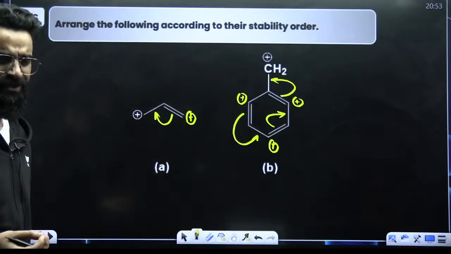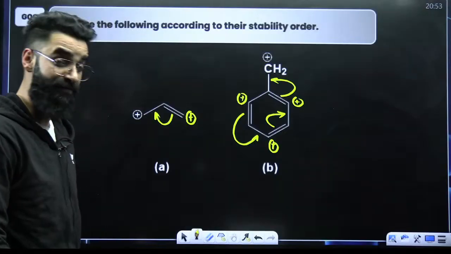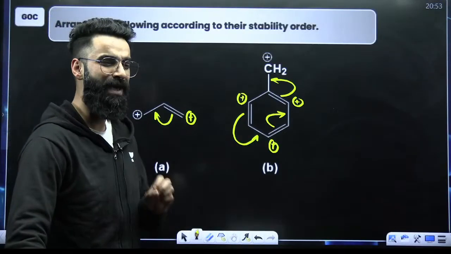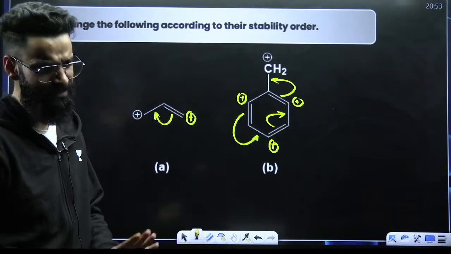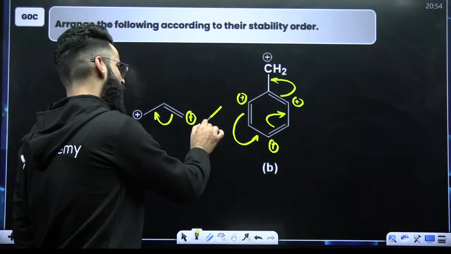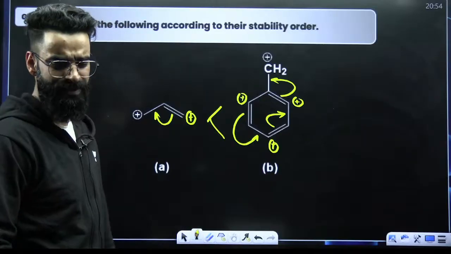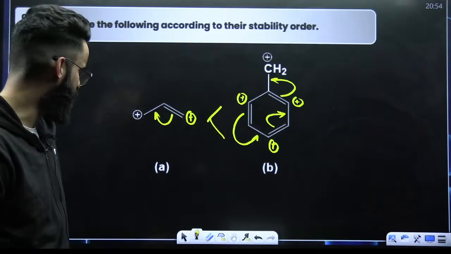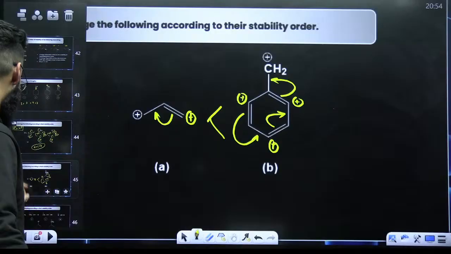So in short, if you look carefully, among these two, where are the resonating structures more? Simple. In case of B, if B has got more resonating structures, that means more resonance. More resonance means more stability. So B is going to be definitely more stable than that of A.